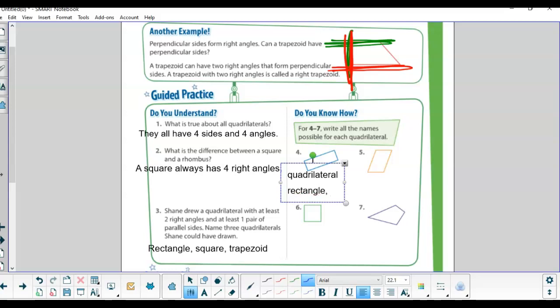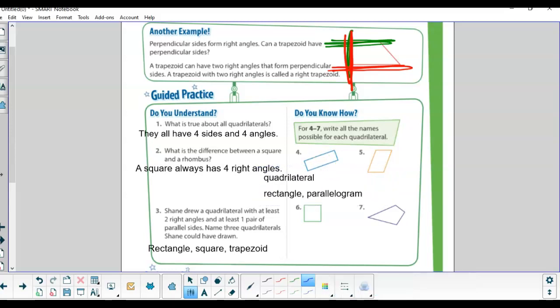And did anyone think of another name for this figure? Yeah, we can also call it a parallelogram because remember what makes a parallelogram? A parallelogram is that it has two pairs of parallel sides. And this figure does have two pairs of parallel sides. So for number 4, it was quadrilateral, rectangle, and parallelogram. Let's check out number 5. Well, again, we know we can call this a quadrilateral.